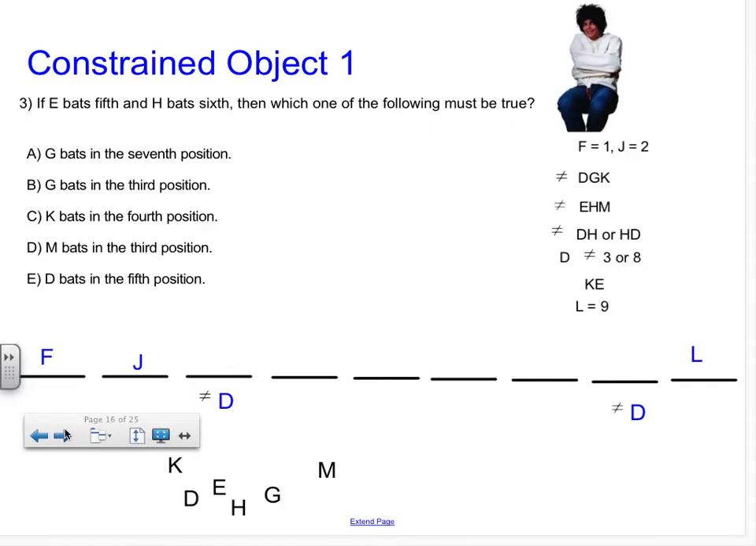Please take a moment to read through Constraint Object Question 3. Press pause, and when you are ready to continue, press play.